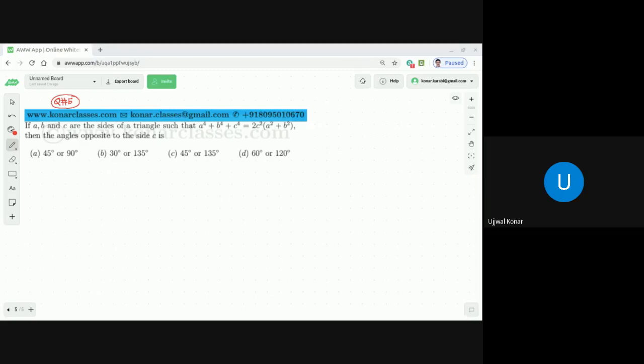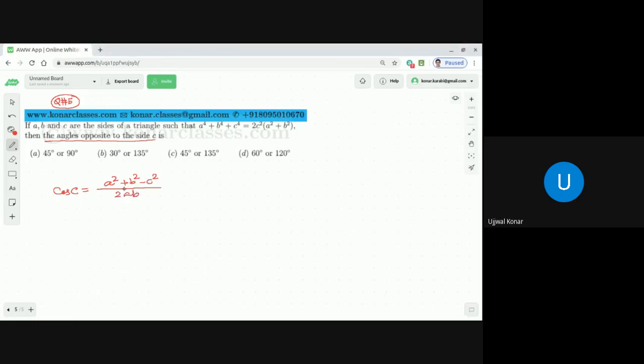So the tendency is that we should apply the formula for cos C, dear students. The angle opposite to the side c is nothing but capital C. So we can apply the formula for cos of C. Cos of C is equal to what, dear students? It is (a square plus b square minus c square) divided by 2 into ab.